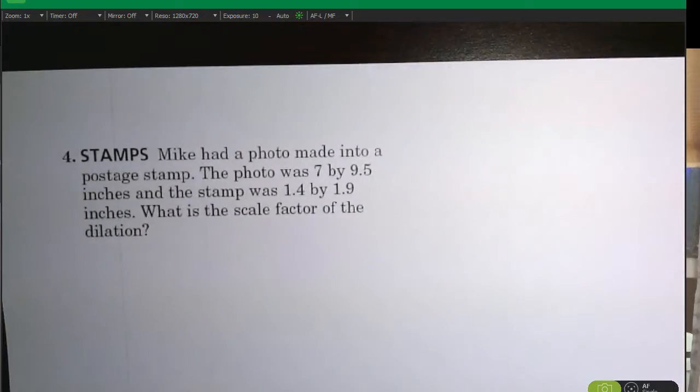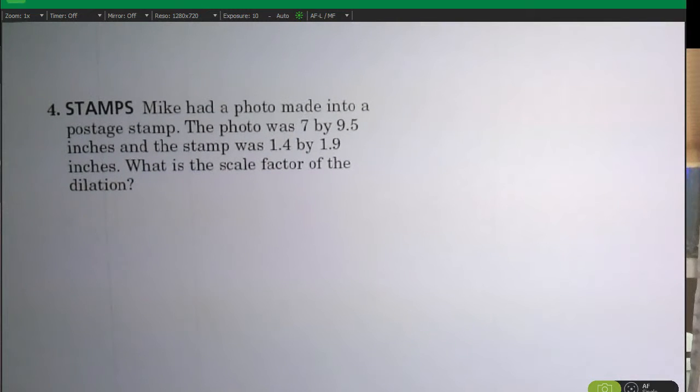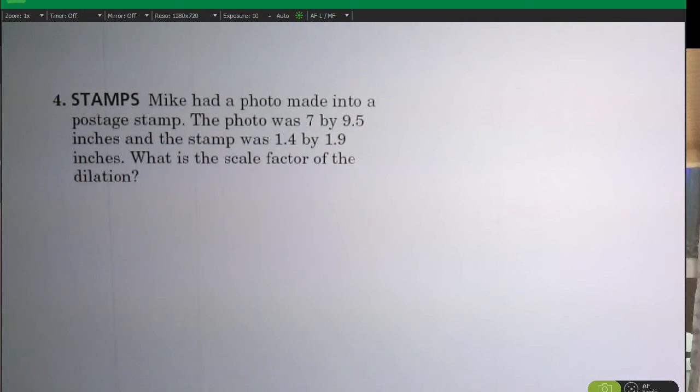Number 4 from the homework. Okay. Mike had a photo made into a postage stamp. The photo was 7 by 9.5 inches, and the stamp was 1.4 by 1.9 inches. So the question is, what's the scale factor of the dilation?